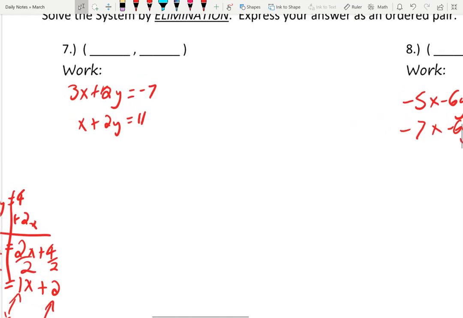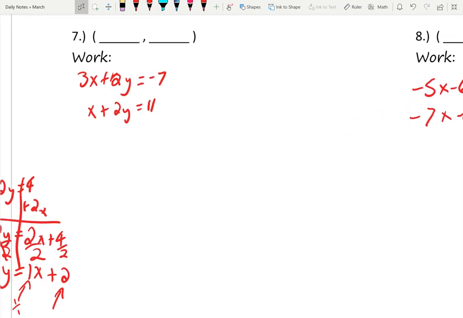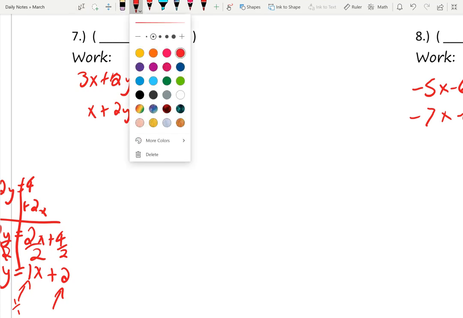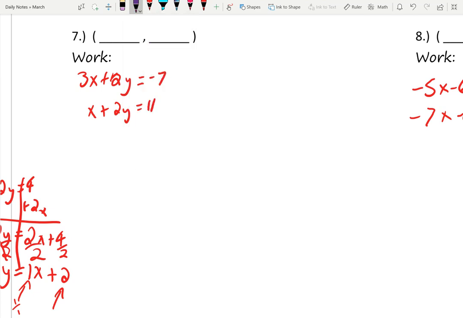For number 7, here's the catch with the elimination problems: you have to have something cancel out, right? When you look at number 7, notice we have 3x plus 2y equals negative 7 and x plus 2y equals 11. What we're going to do with elimination is add the equations together, but only if we can make sure that one of the variables cancels out. If we were to add them together now, 3x plus x would be 4x, 2y plus 2y would be 4y, and it doesn't really matter what the rest is, but that would be 4 as well.